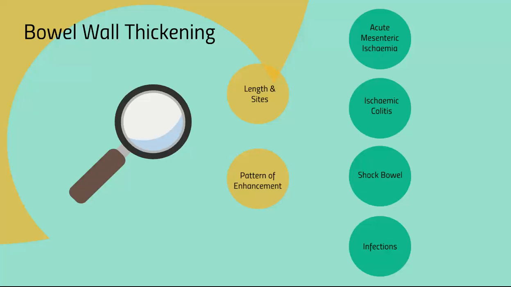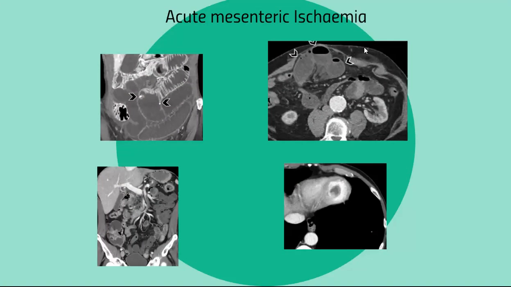Now let's look at specific clinical entities causing bowel wall thickening. We'll begin with acute mesenteric ischemia. This is a life-threatening condition with a non-specific presentation. A useful clinical feature is severe abdominal pain that is out of proportion to the physical examination findings. Elevated lactate and a metabolic acidosis should strengthen the diagnosis.